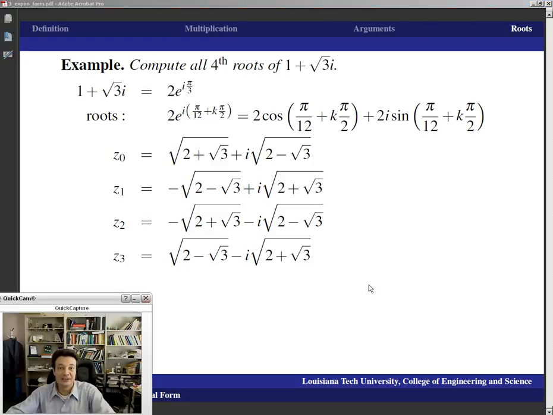And with that, we're not done with the complex numbers in exponential form. We will use them frequently in what follows, but at least we are done with the introduction.